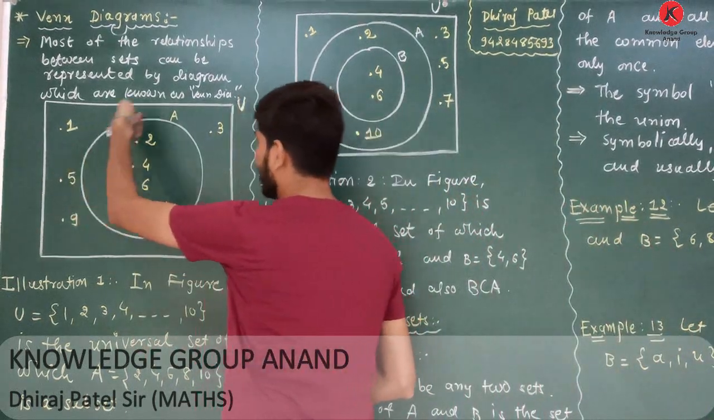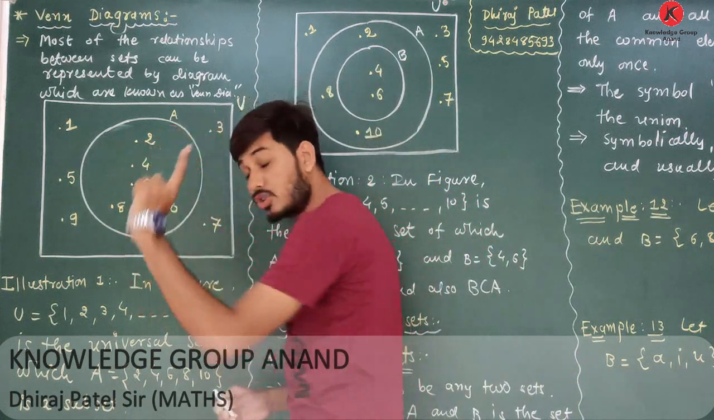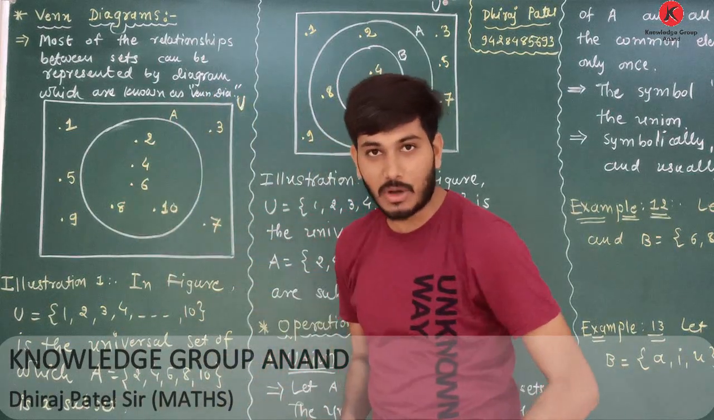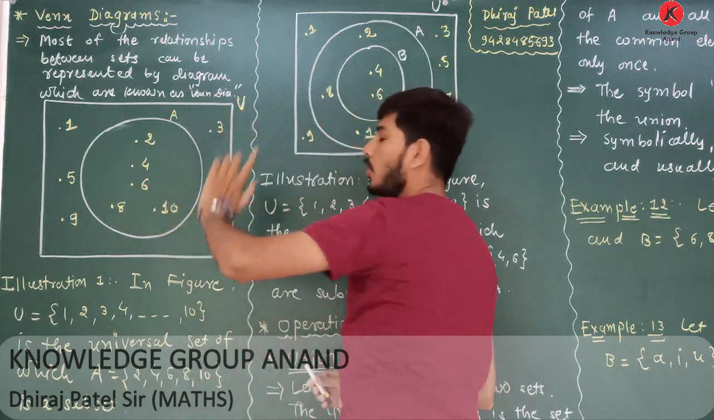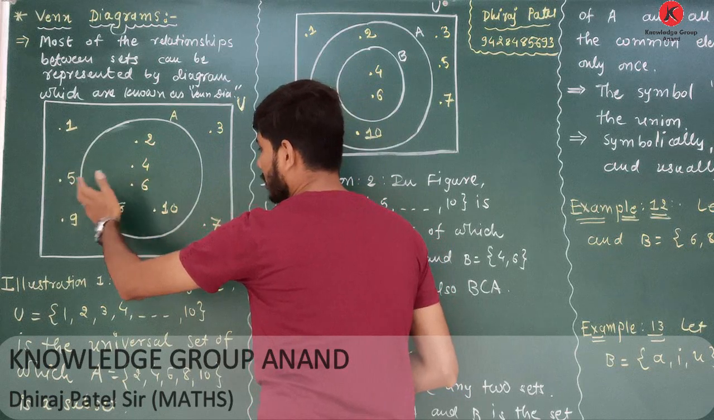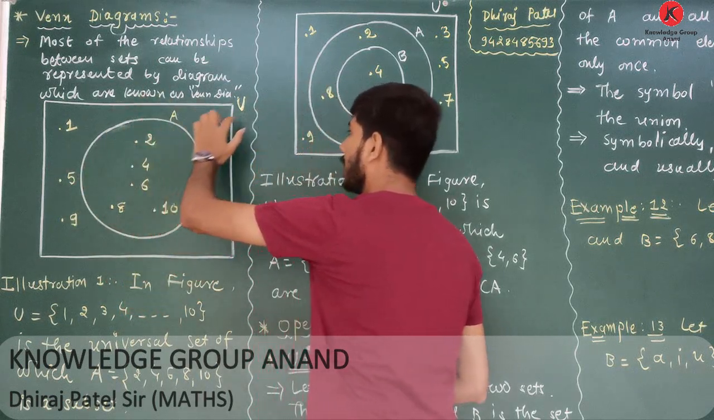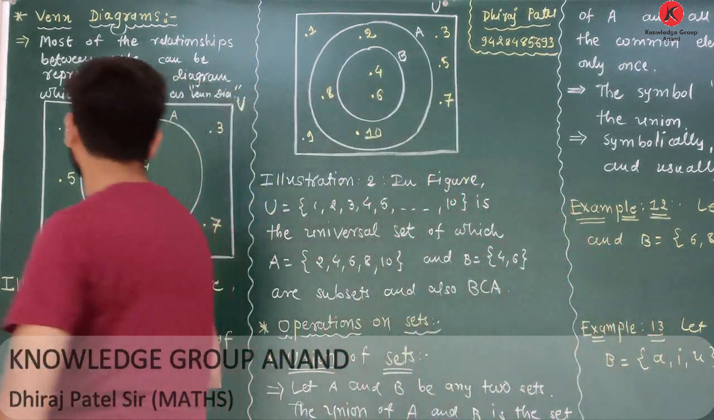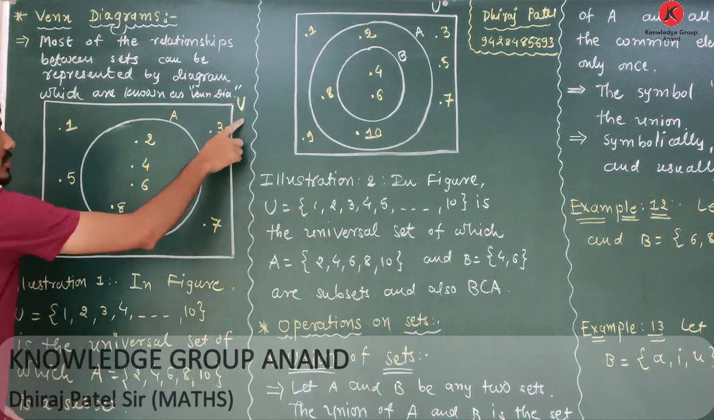Therefore 1 is an element of the universal set, as well as 2, because 2 is in the inside portion of U or the universal set. Same as 3, 4, 5, 6, 7, 8, 9, 10, all the elements 1 to 10 lie in the portion of the universal set or in the rectangle. Therefore they are elements of the universal set.